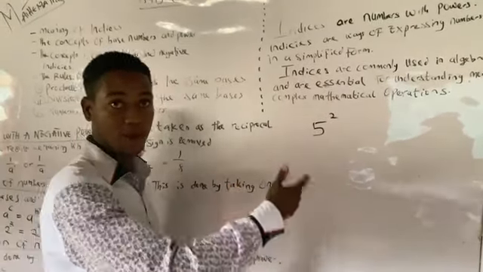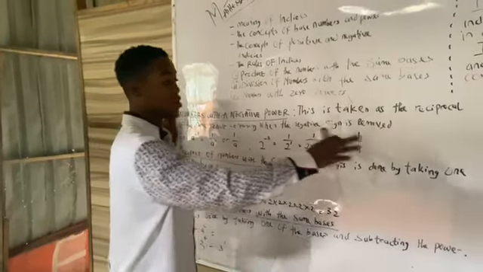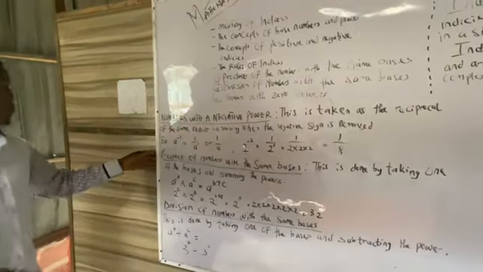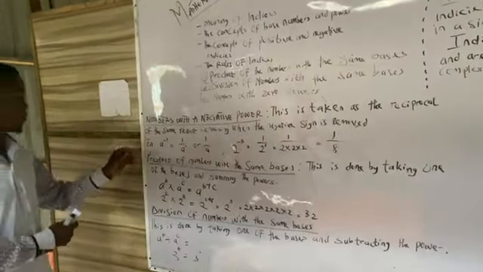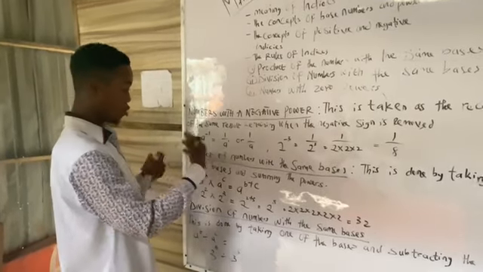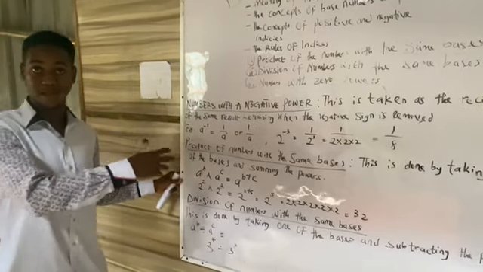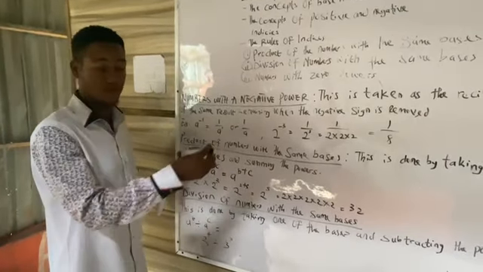So now we move to the next thing, which is numbers with a negative power. This is taken as a reciprocal of the same result when the negative sign is removed. Examples are like a raised to power minus 1. If you can solve this, it is equal to 1 over a raised to power 1, or you can just write 1 over a. Anything raised to power 1 is still the same number. It's just a significant number.